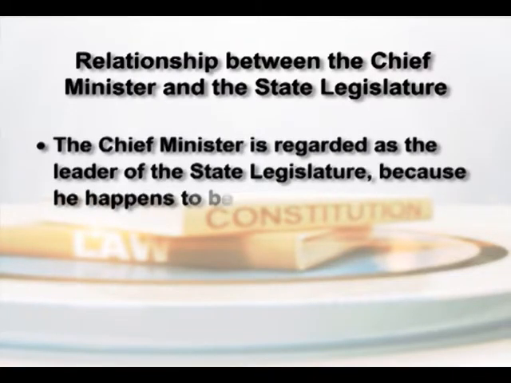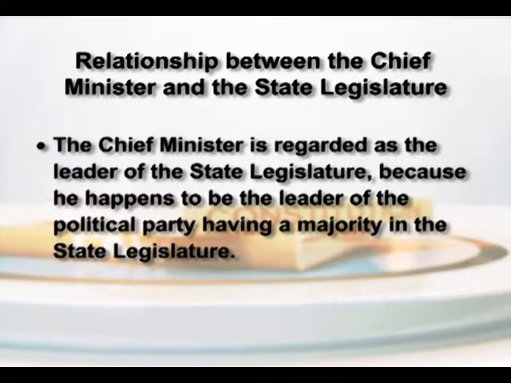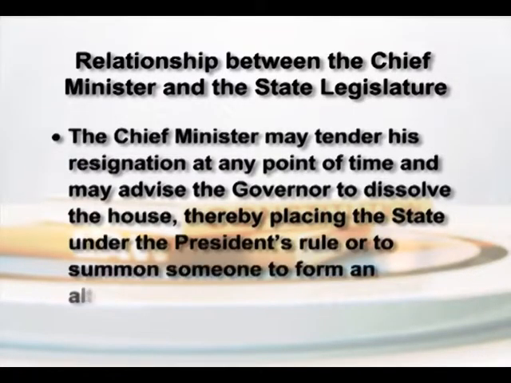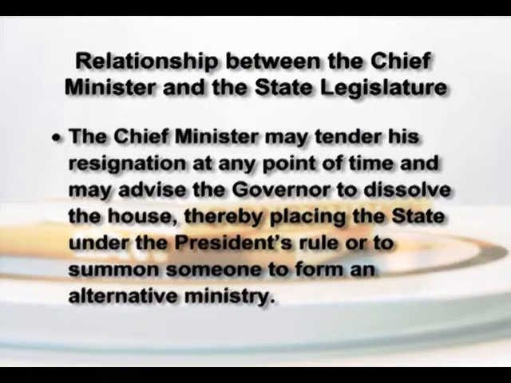The chief minister is also regarded as a leader of the state legislature, simply because of the fact that he happens to be the leader of the political party having a majority in the state legislature. The working list of the state legislature is controlled by the chief minister. Through the governor, it is the chief minister who summons and prorogues the session of the House. The chief minister may tender his resignation at any point of time and may advise the governor to dissolve the House, thereby placing the state under the president's rule, or to summon such and such person to form an alternative ministry. However, it is up to the governor to accept or reject such advice.